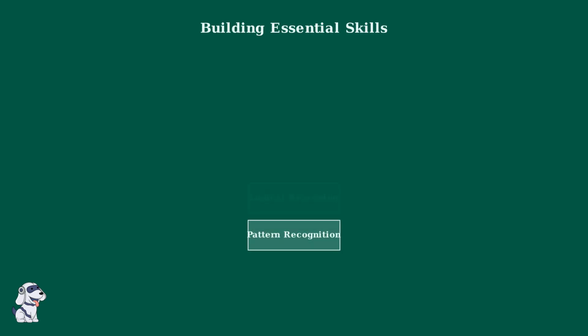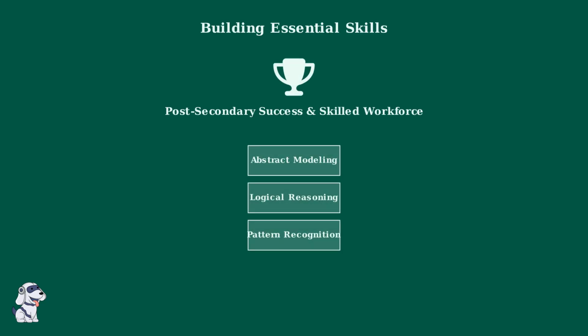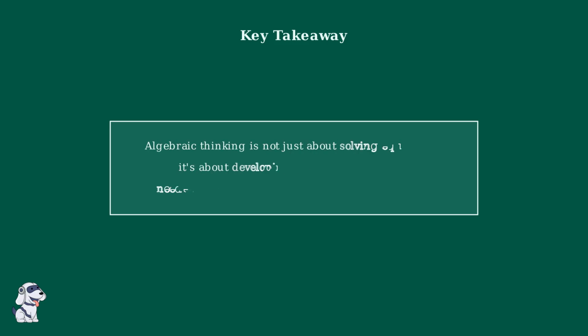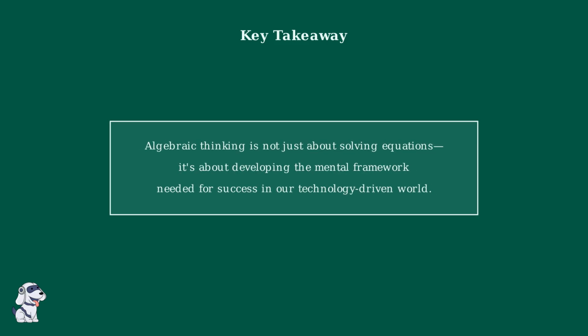Algebraic thinking builds essential skills in a progressive manner. Students first develop pattern recognition abilities, then advance to logical reasoning, and finally master abstract modeling. This foundation is crucial for post-secondary success and contributes to developing a skilled workforce capable of tackling complex challenges. The key takeaway is clear. Algebraic thinking extends far beyond solving equations. It develops the essential mental framework students need to succeed in our increasingly technology-driven world, making it truly foundational for STEM education and career success.